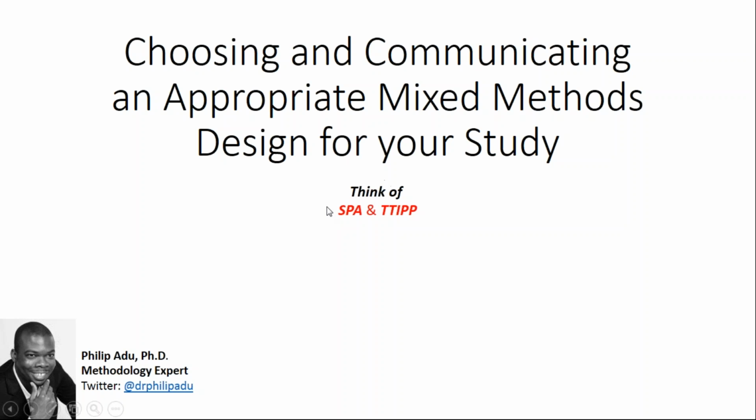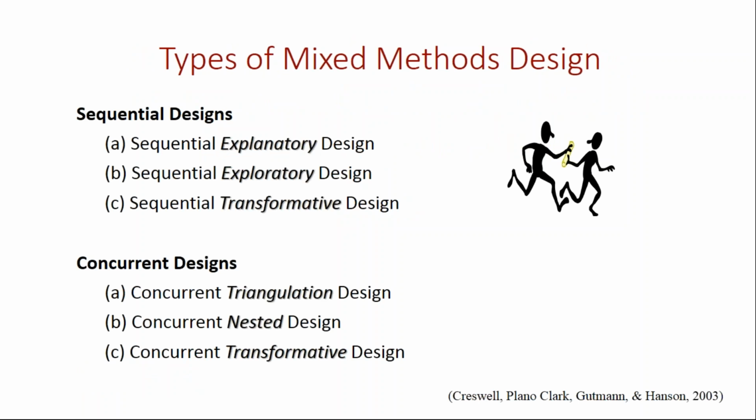SPA is an acronym for the best way of choosing an appropriate mixed method design for your study. TIP is an acronym for a way of communicating the mixed method approach or design that you have selected. So how do you choose and how do you communicate? That's a very important aspect of doing a mixed method study.